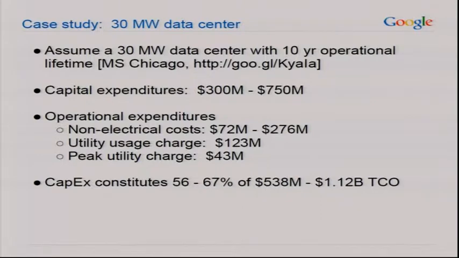Now the standard thing for clouds is to have 2, 3, 4, 5 of these buildings distributed around the world. So you have a lot of these. And your non-electrical cost, peak utility charge, all this stuff. So your capital expenditure is going to be between 56 and 67% of the amount you're spending on this data center. Apart from the machines, you have to build all this infrastructure.